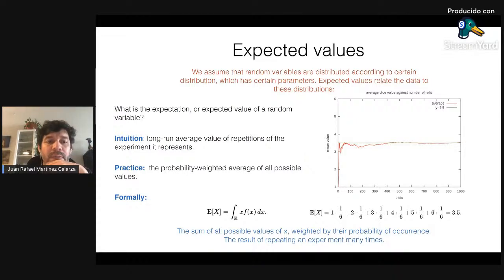And what is the expected value? Intuitively, the expected value gives you the long-run average of repetitions of the experiment. For example, with dice, if you throw the die many times, you will have a different outcome every time. Sometimes it will come up as a 1, sometimes as a 3, et cetera. But what happens if you measure the average of that quantity as you get more and more experiments? Eventually that average will converge to the mean of the different possible outcomes of the experiment, in this case 3.5. So intuitively, this is the long-run average of your repeated experiment. That is the expected value.